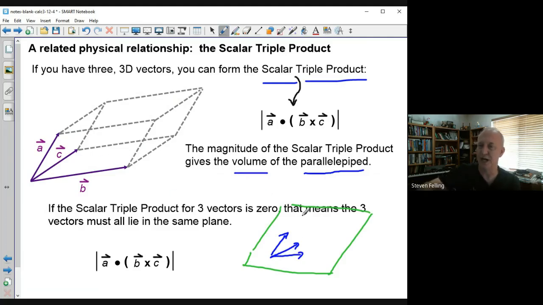Because there's no height to it. And so it turns out that if this turns out to be zero, it means that all three of these vectors are what we call coplanar. They were all in the same plane. So that can be a test to determine if three vectors are in the same plane. Okay?